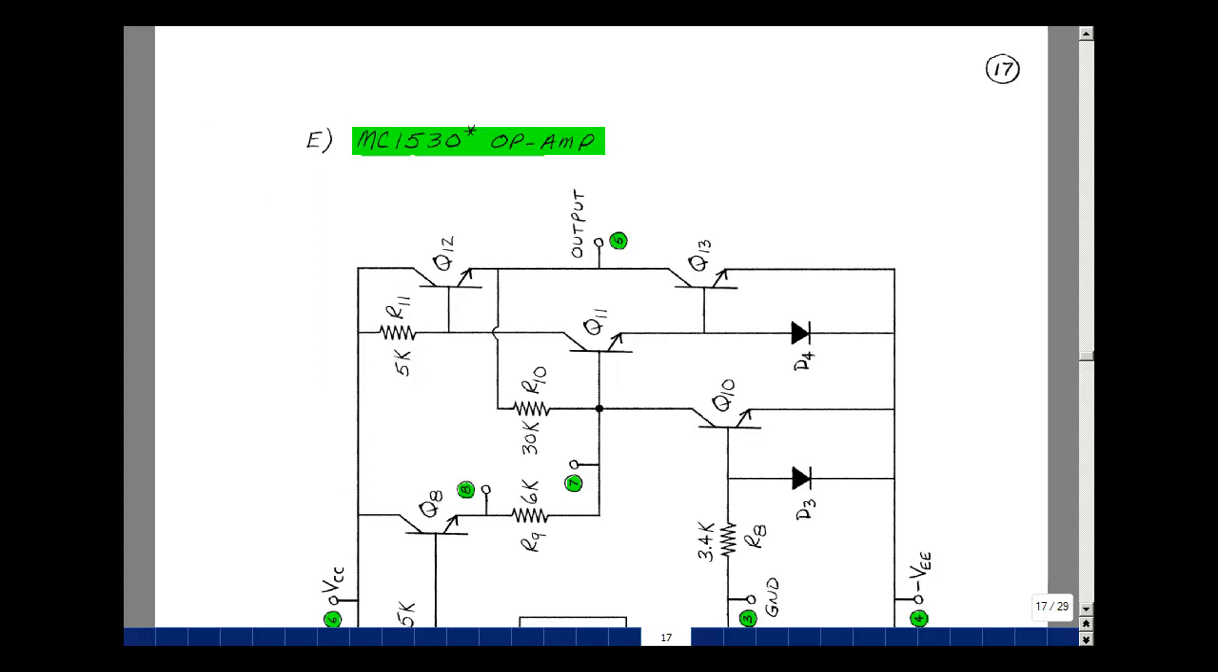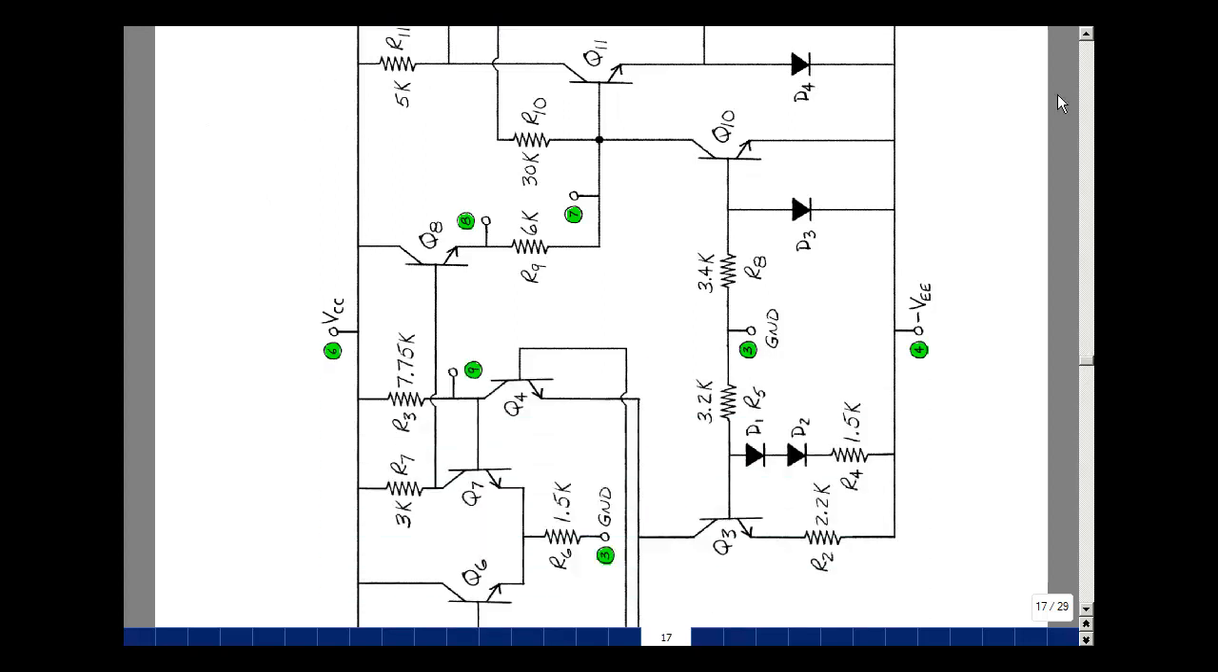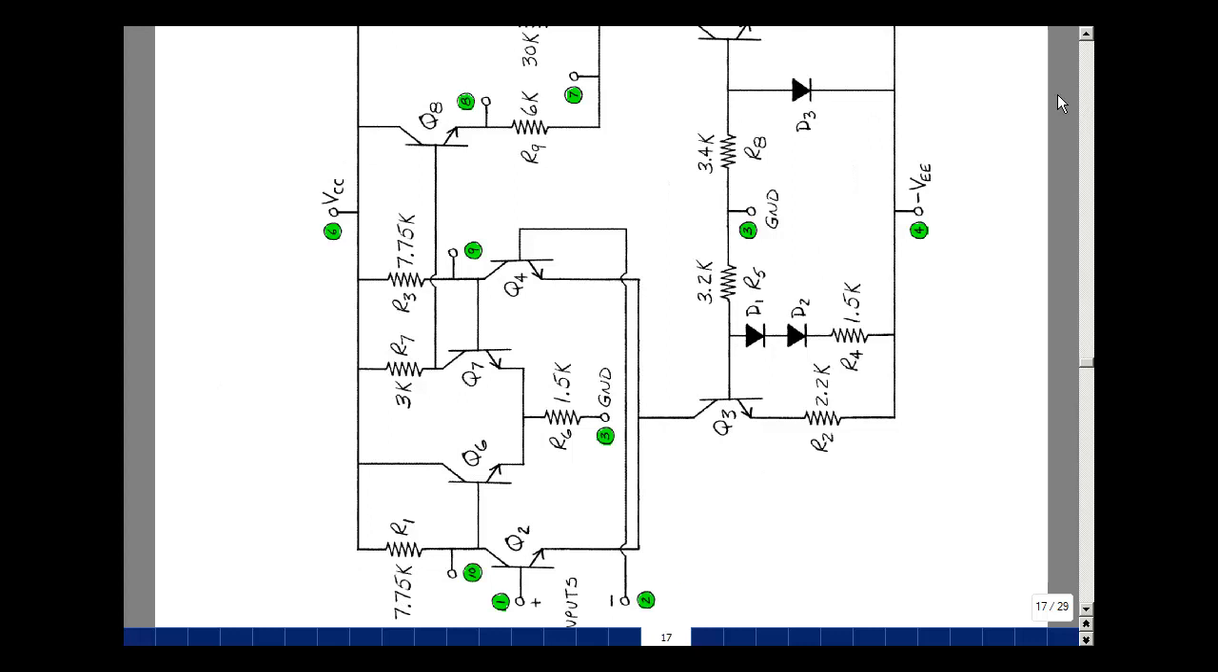This lesson deals with an MC1530 Motorola op-amp. You can find these notes in the ECE302 ebook in Chapter 6, starting on page 17. What's shown below here is a schematic of an op-amp made by Motorola. And let me turn this sideways so you can see it a little better.